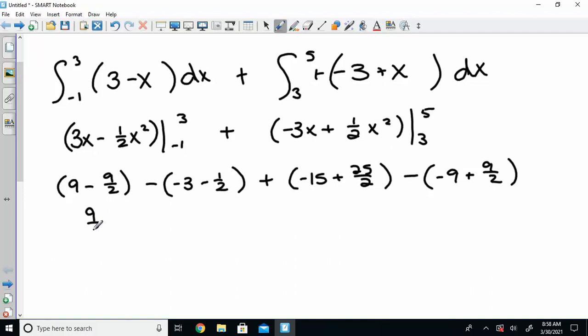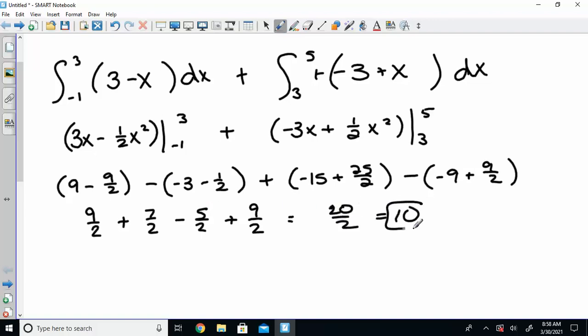So this would give us a 9 over 2 plus 7 over 2 minus 5 over 2 plus 9 over 2. And you get, let's see, 16 minus 5 is 11 plus 9. So 20 over 2, which is 10. Is that one okay?